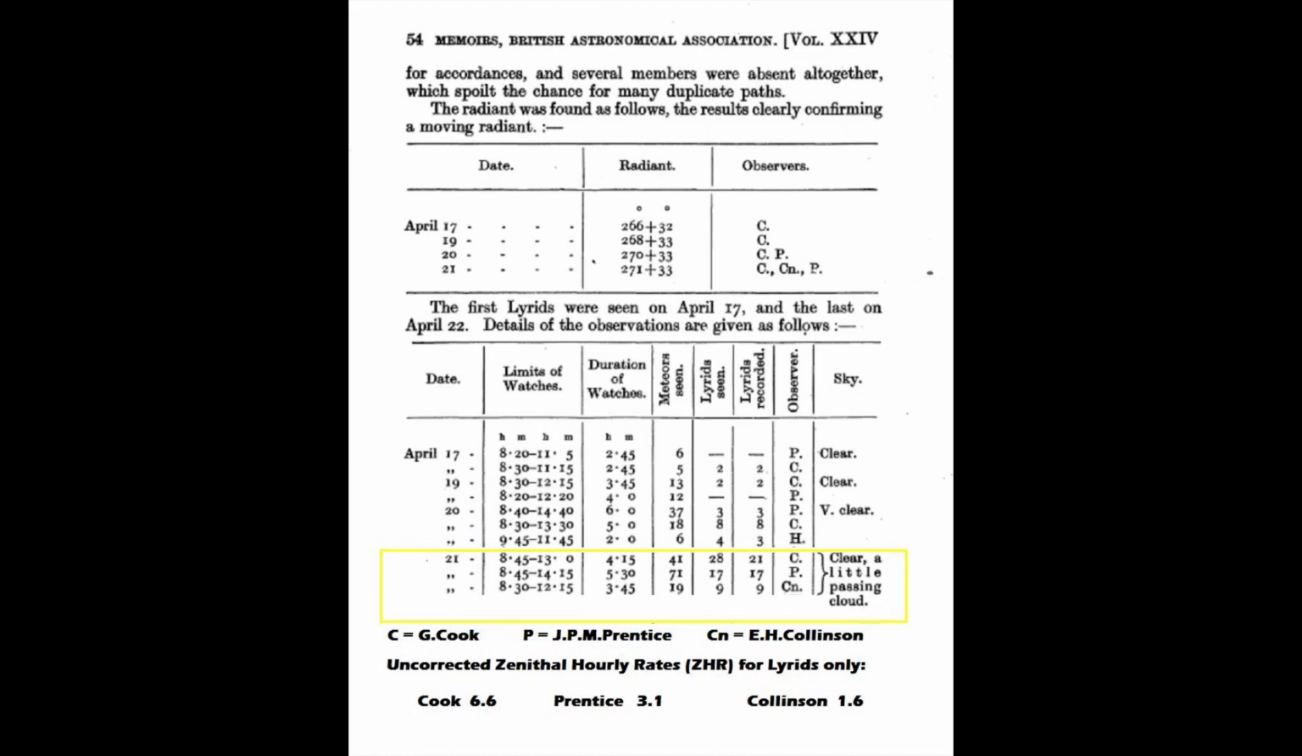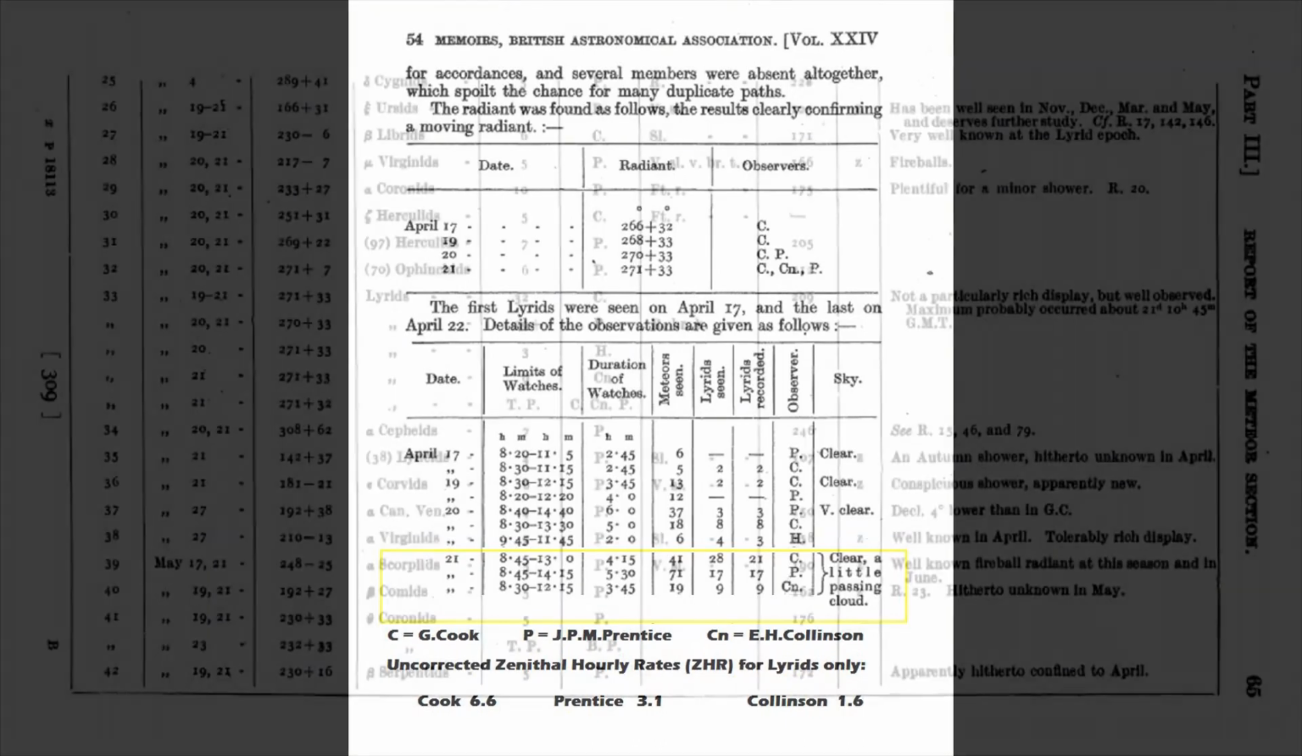What's very interesting here is that Cook sees 41 meteors, 28 of them Lyrids. Collinson sees 19, of which 9 were Lyrids. And Prentice sees 71, obviously a little bit darker where he was living in rural Suffolk in those days, but only 17 of them were logged as being Lyrids, which is an unusually small ratio. Obviously that wasn't a meteor storm. There's a summary here of all of the showers that the meteor section observed that year, with an entry for the Lyrids: not a particularly rich display.